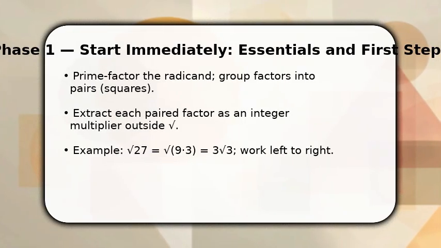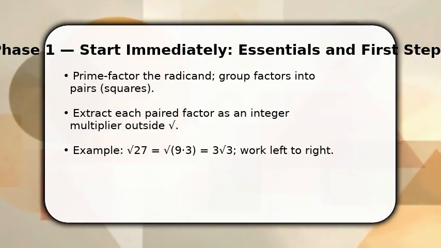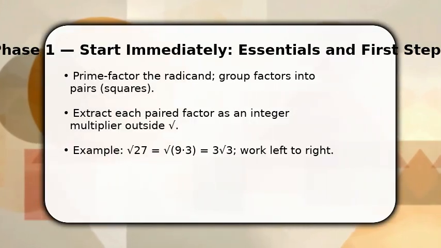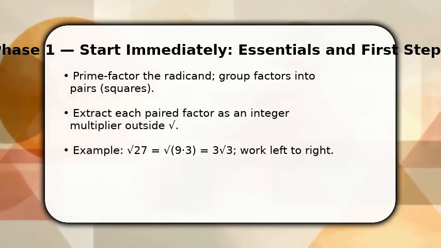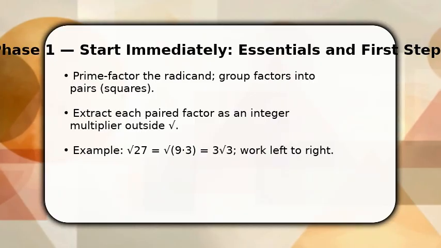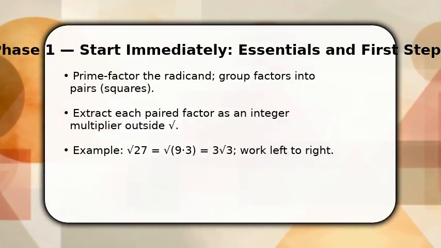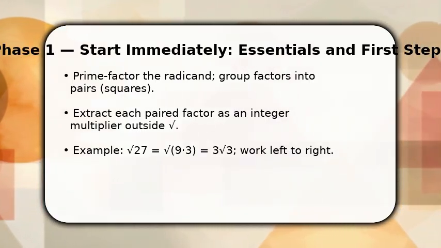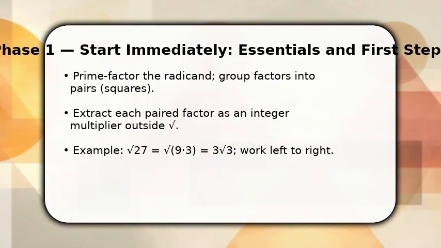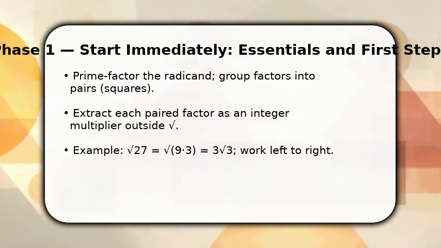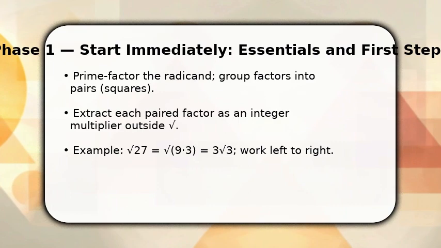You start by factoring the number under the square root, make pairs of identical prime factors so you can pull perfect squares out. Once done, take each paired factor as a whole number in front of the radical and leave the unpaired primes inside. For example, square root 27 becomes square root 9×3, which you simplify to 3 square root 3. Make sure to keep factors organized. That step is the quickest way to remove any square parts and reduce the radical immediately.